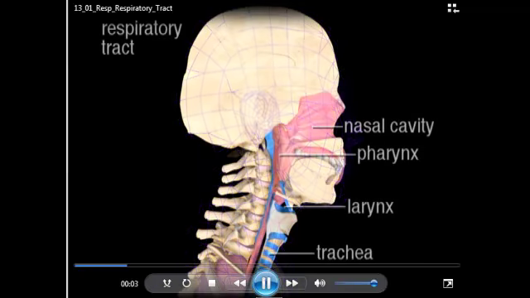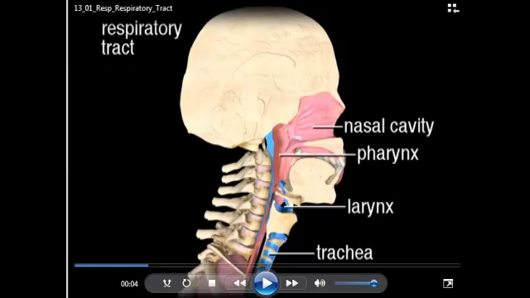Okay, so this shows the outside of the body. This shows the upper part of the respiratory tract. Here's our nasal cavity. Here you can see it's cut away from the skull, and you can see how large that nasal cavity is. And then down below that we have the pharynx. Let's talk a little bit about each of these as we go through here.